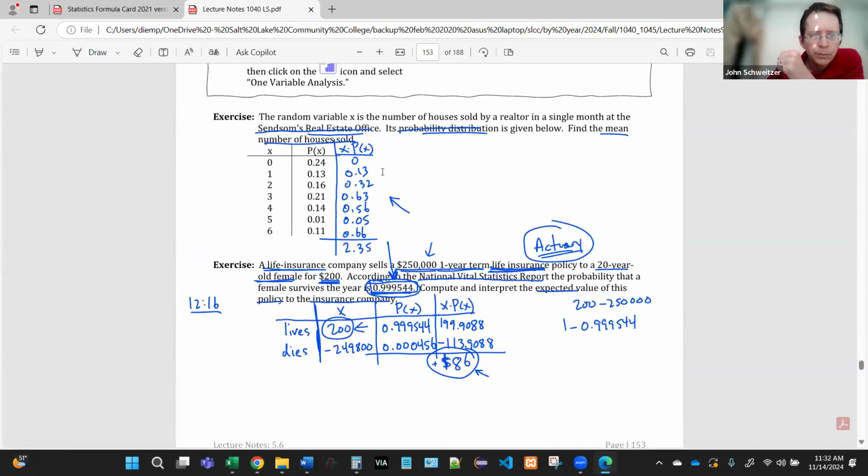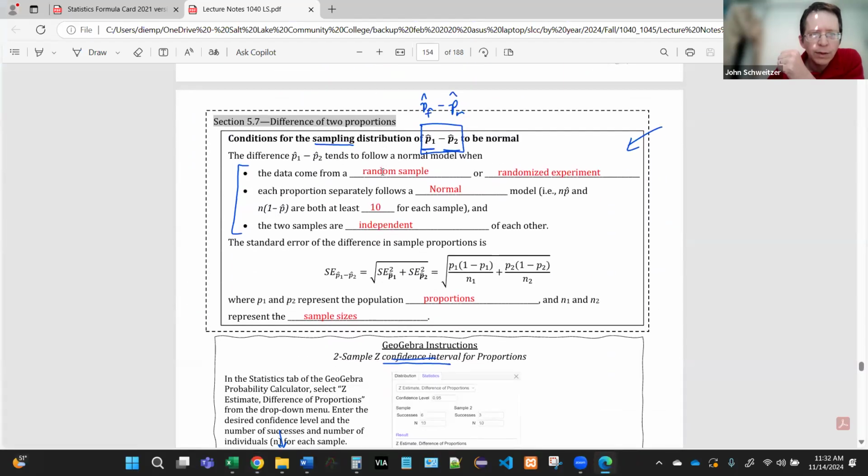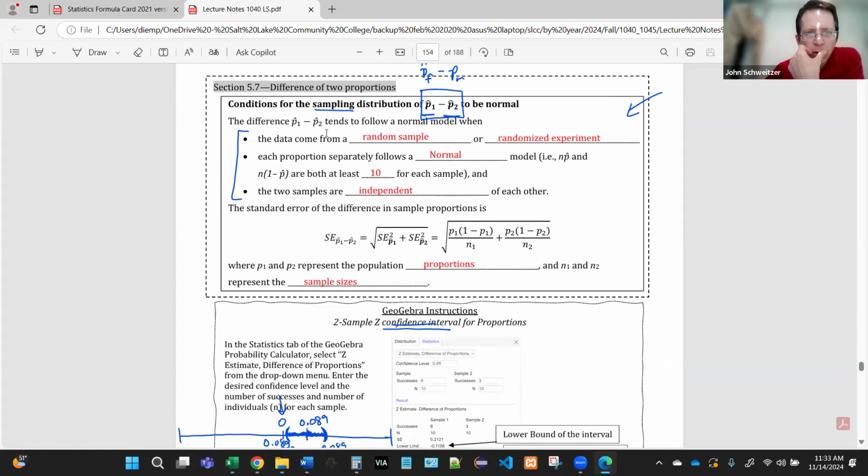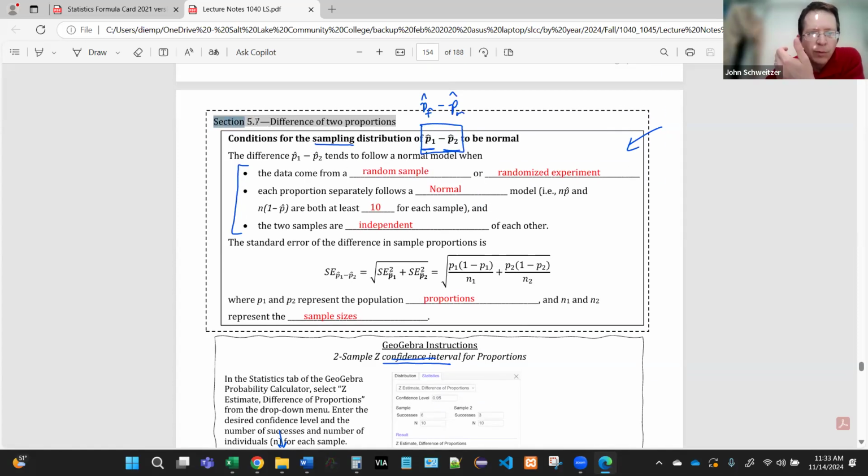So 5.7 is our return to statistics. 5.6 and 5.5 were both probability sections, and 5.4, I believe. And so what we're doing here is we're coming back to confidence intervals and hypothesis testing. So it's inference. We're taking a sample and we're trying to make a statement about a population proportion. And we've done that before.